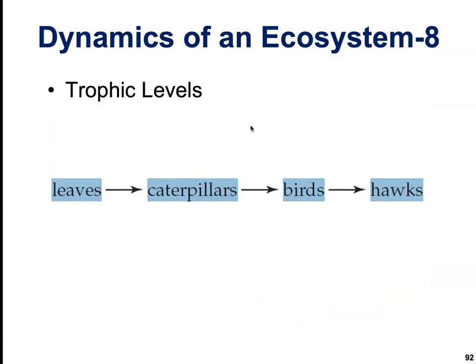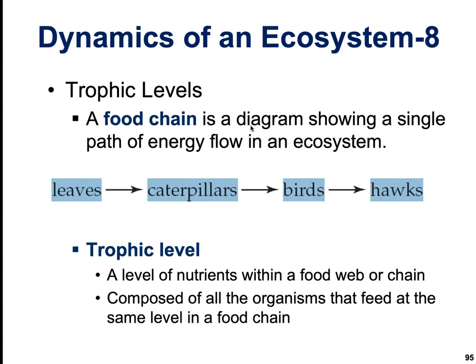So when we're talking about the dynamics of an ecosystem, we're often going to be talking about trophic levels. A trophic level is a level of nutrients within a food web or food chain, composed of all the organisms that feed at that same level. So, for example, the leaves are going to be that first initial trophic level. Those are our producers. The herbivores that consume the leaves or the plants are going to be our primary consumers, our second trophic level. And the carnivores that eat our herbivores are going to be our secondary consumers in our secondary trophic level.